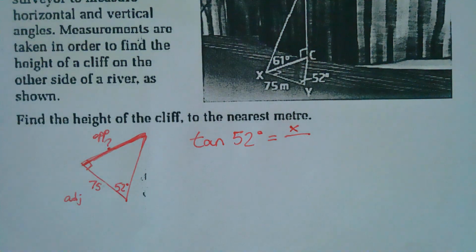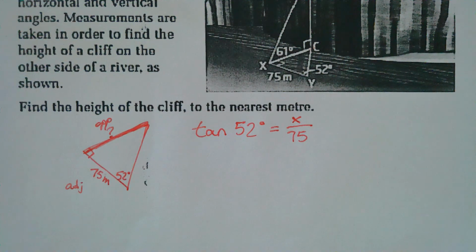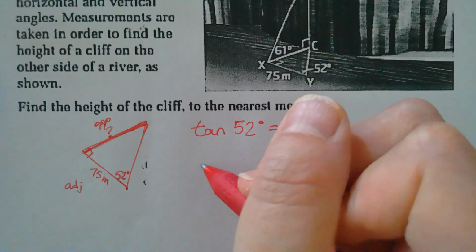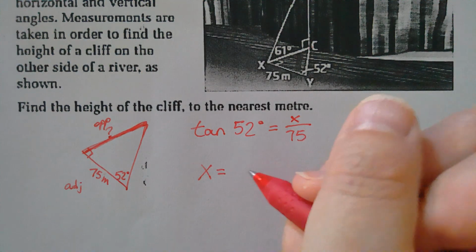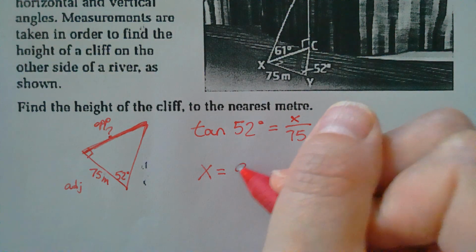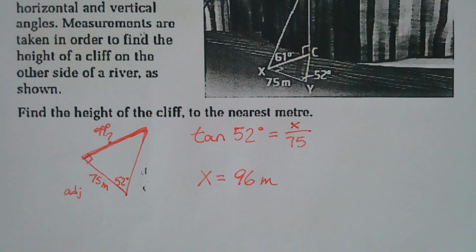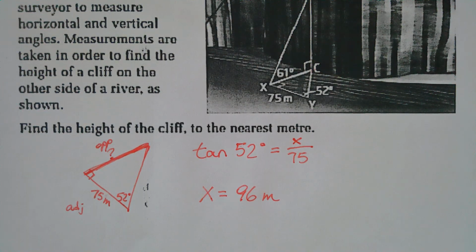What unit are they referring to? Meters. 75. Right. Since X is on the top, should I multiply or divide? Multiply. Good. Okay, so 75 times tangent 52 degrees. Gavin, what did you say? 96 what? Meters. Good. So what we just found is the length of XC, the length across the river.